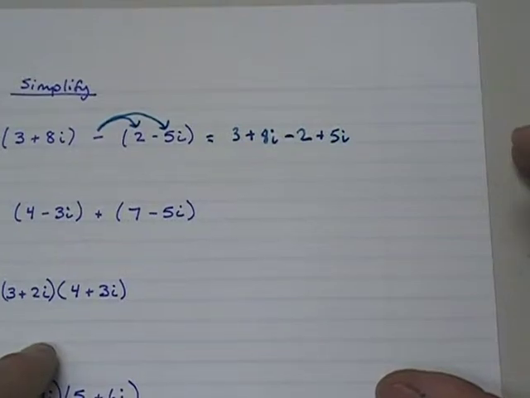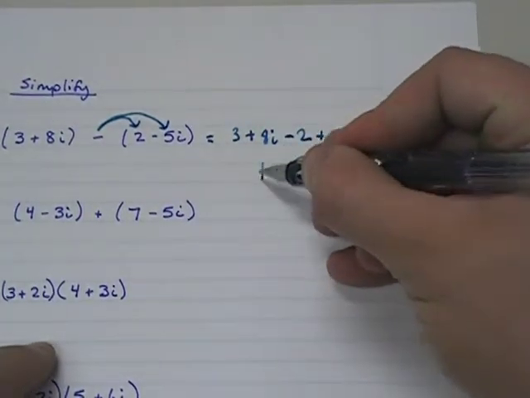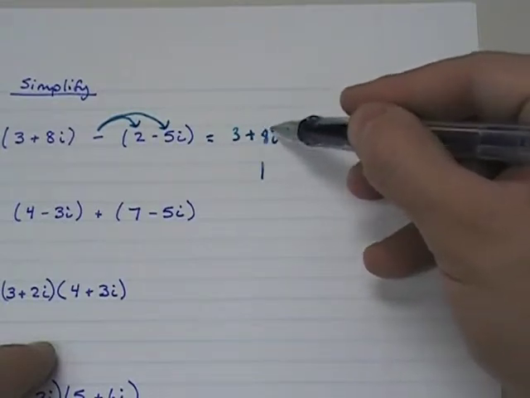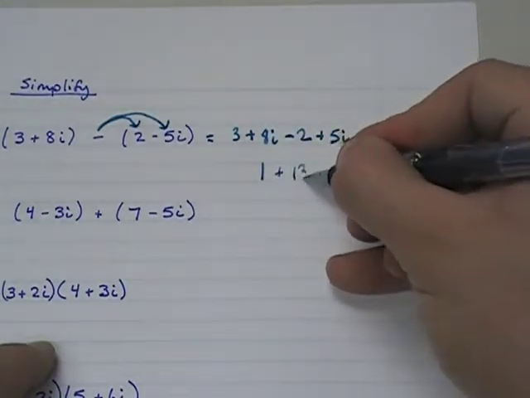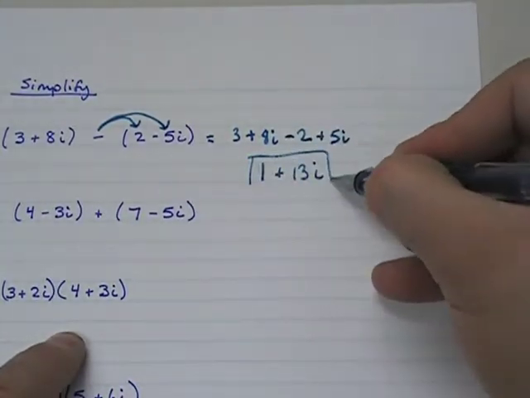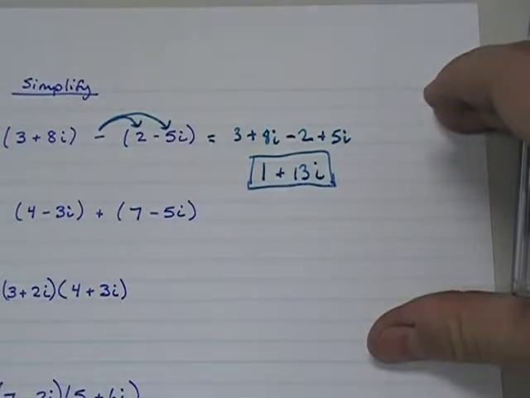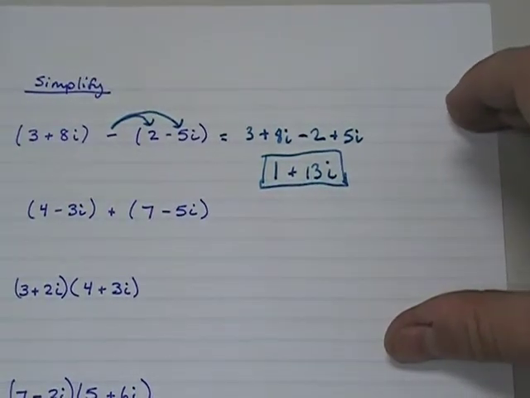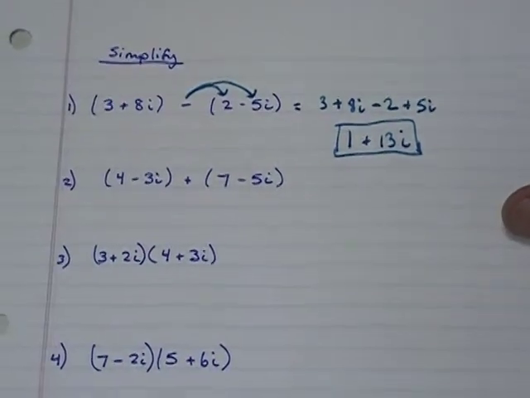And then from here I just combine like terms. What is 3 minus 2? 1. What is 8 plus 5? 13i. And that's our answer. Really, this is more an exercise in combining like terms than anything else. When you have two complex numbers, you combine the reals, you combine the imaginaries, and that answer is the complex solution. That's your complex answer.